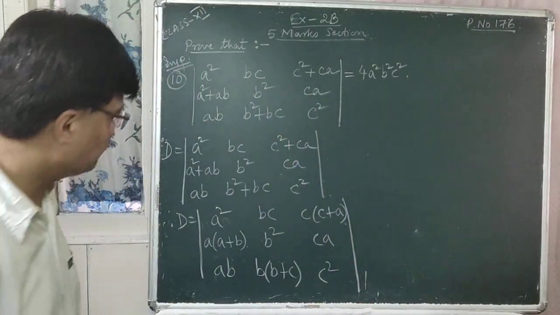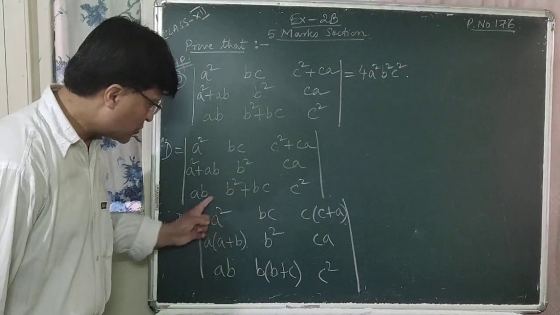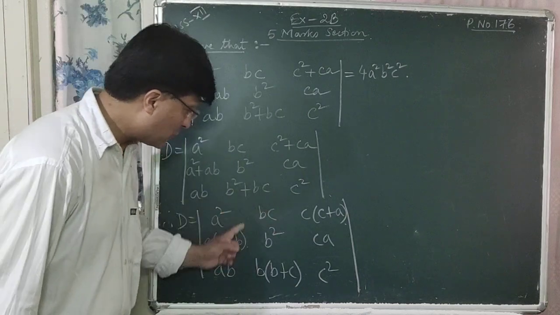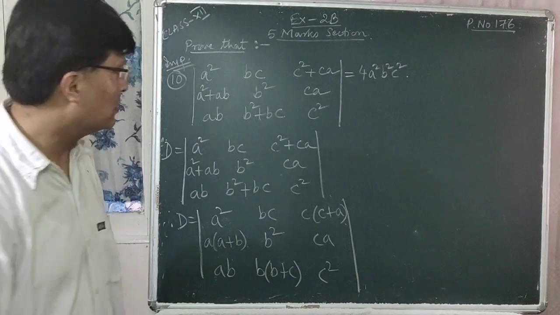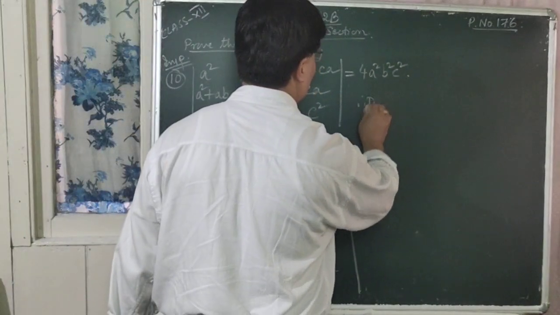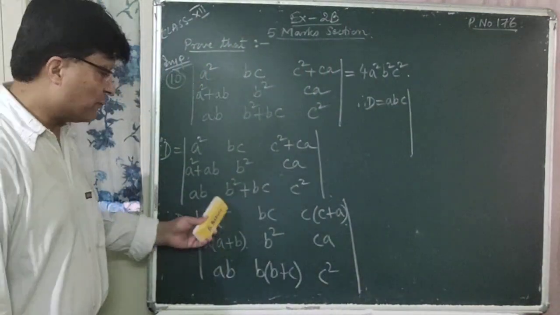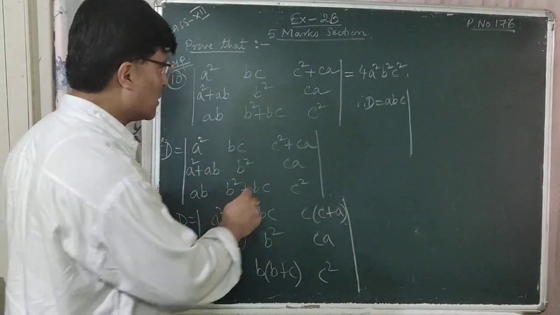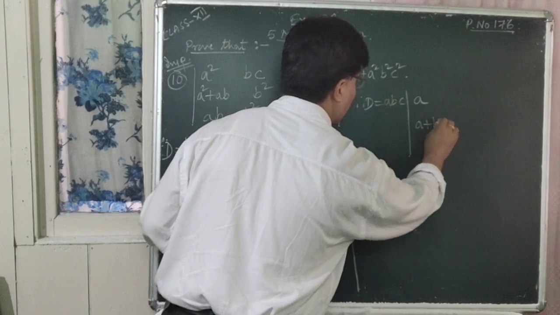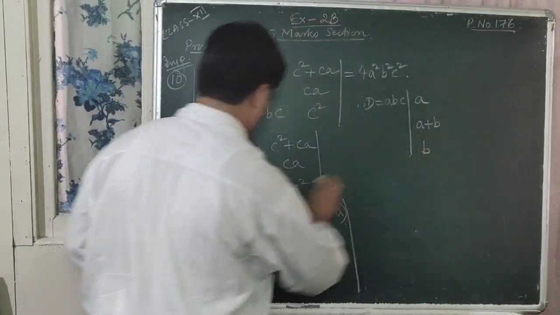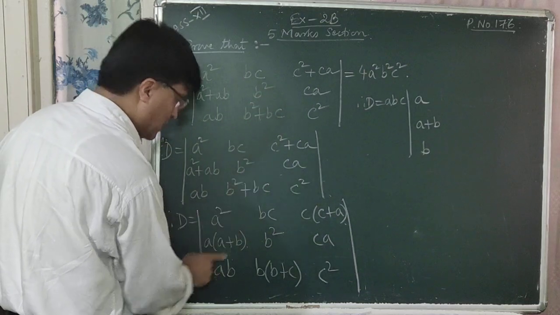Is that clear now? So next, from the first column a is common, from the second column b is common, from the third column c is common, right? So therefore D is equal to ABC. Actually from the first column a is taken common. So what is the first column now? Here a is taken common. A, this is a plus b and this is b, right? Here a is common, there is only a. Here also a is common, a plus b. Here also a is common, b.